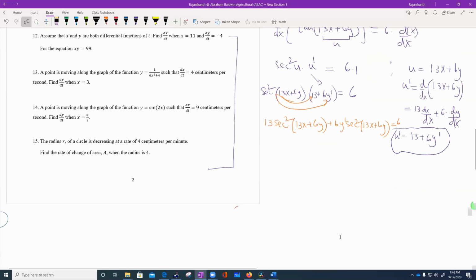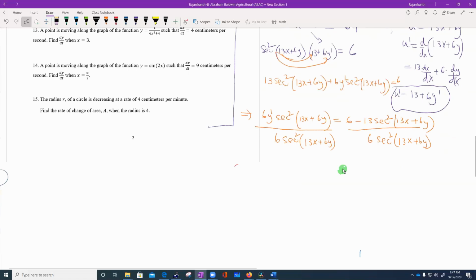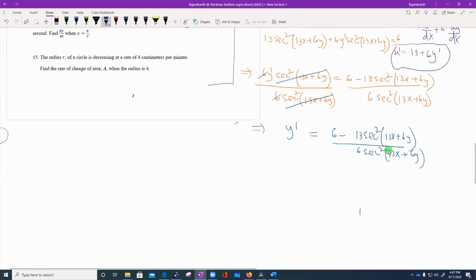Now you need to solve for y prime. So keep this term on the left and move the rest to the right. You will get 6y prime times secant squared of 13x plus 6y equals 6 minus 13 secant squared of 13x plus 6y. I'm solving for y prime, so divide both sides by 6 secant squared of 13x plus 6y. When you divide, these two will cancel, so you will get y prime equals 6 minus 13 secant squared of 13x plus 6y, divided by 6 secant squared of 13x plus 6y. That is my y prime.